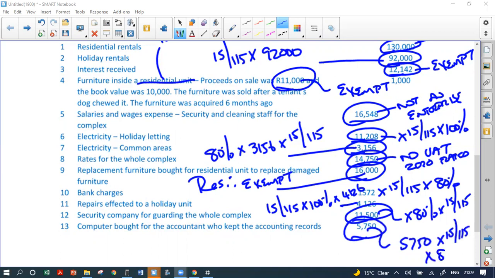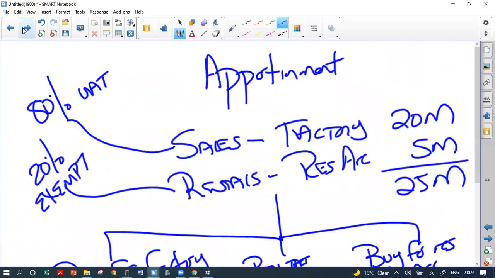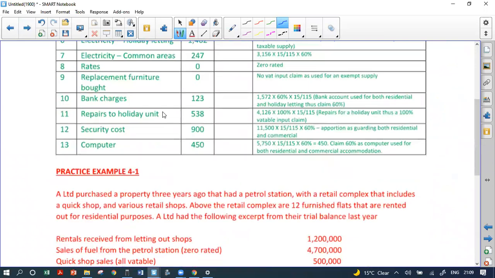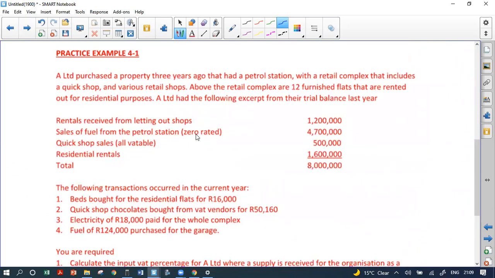So I'd only be able to claim 80% of the VAT on the computer for both parts of the business itself. Okay. So there's all of your solutions and you guys can have a look at that. Okay. Guys, if you got given a question that looked a little bit like this and they asked you to calculate your input percentage, just remember that's exempt.